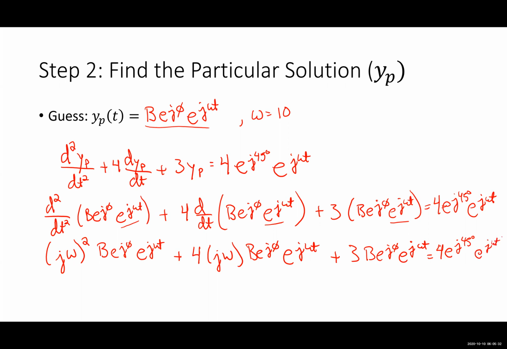All right, so e to the j omega t is everywhere. All time dependence is lost. And that's great. That allows us to do impedance analysis, which is what you're learning in circuits 2. All right, now let's simplify this guy down here.